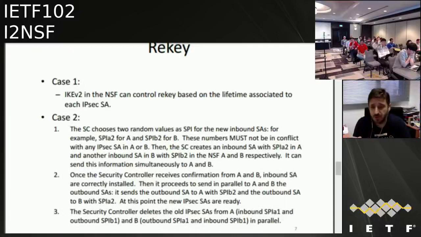In case, for example, one of the NSFs crashes and loses the state, the algorithm for case 2 is fairly similar, except in step 3, where obviously, for example, if one of the NSFs, B, crashes, then there is no need to remove the old IPsec security associations, but we need to remove the old security associations of the other peer. Next one.